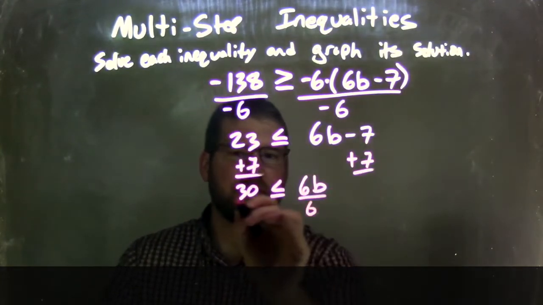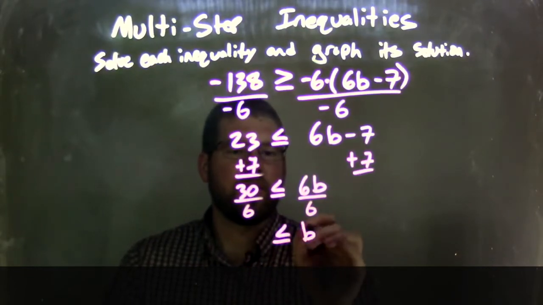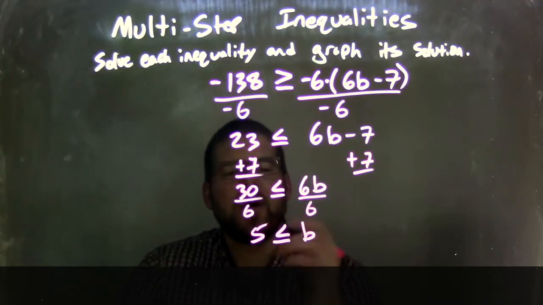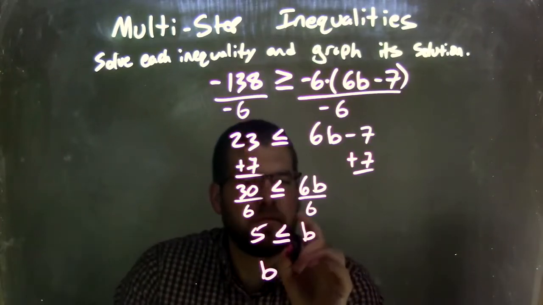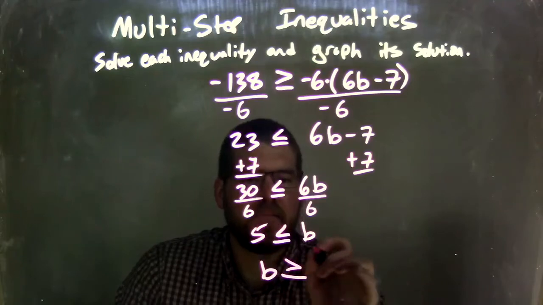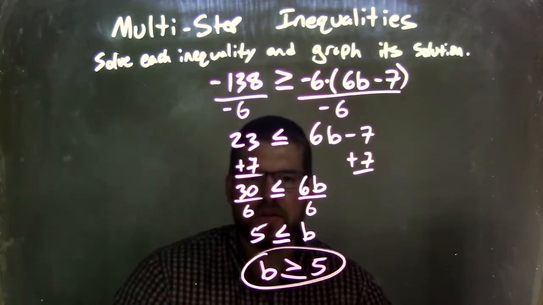Divide by 6 on both sides. That leaves me with b by itself on the right, and 30 divided by 6, which is 5, on the left. Now I can rewrite this to have b come first, because that looks nice and neat. If b comes first, I then have to flip the inequality again, from a less than or equal to sign to a greater than or equal to sign, with just a 5 on the right. So b is greater than or equal to 5.